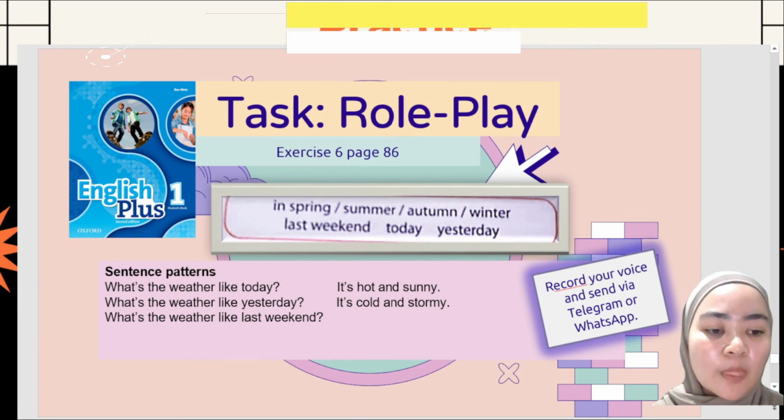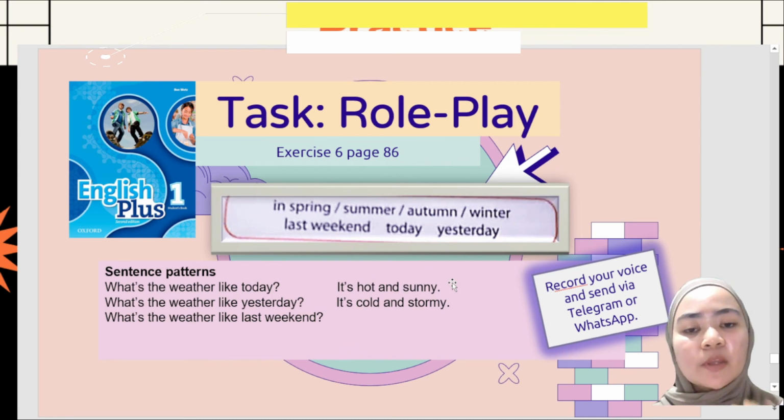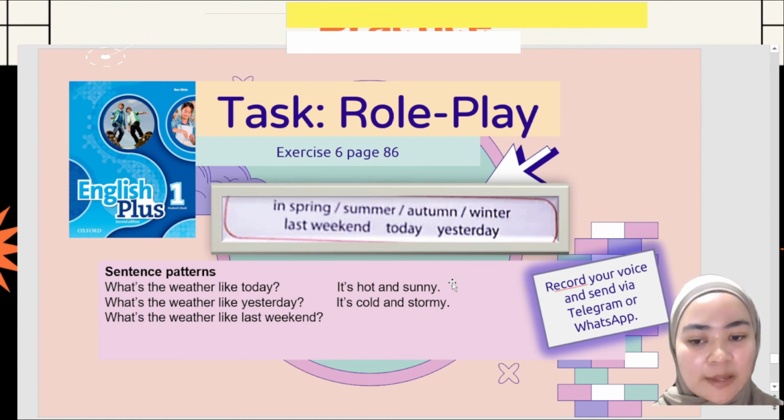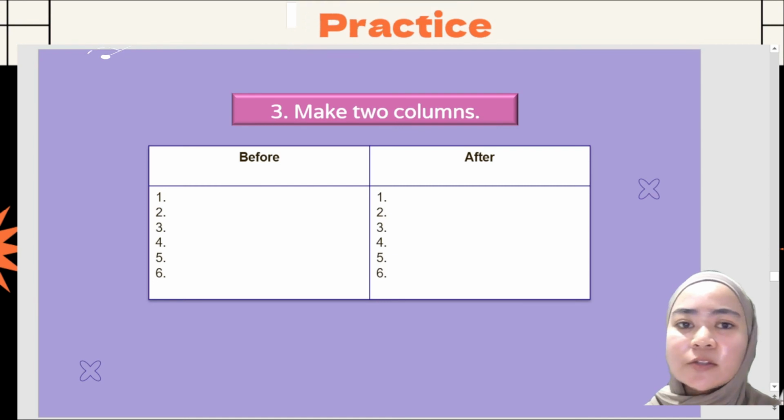After you have constructed this sentence, you have to record your voice reading the question and answer, and then send your recording via Telegram or WhatsApp. Okay, so can you understand the task? Yes. All right, thank you. Going back to this answer.